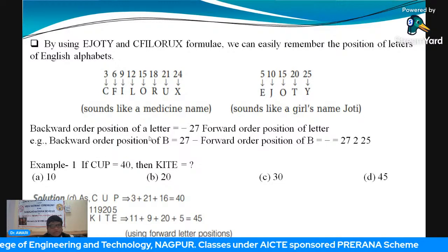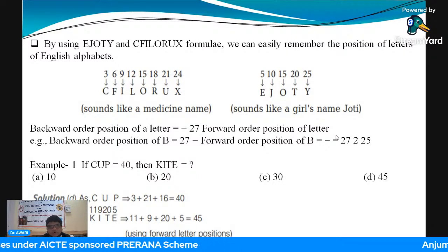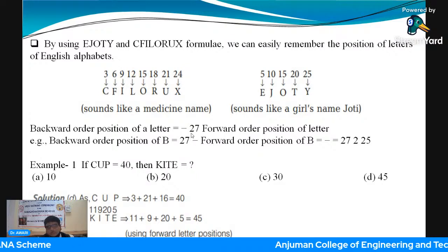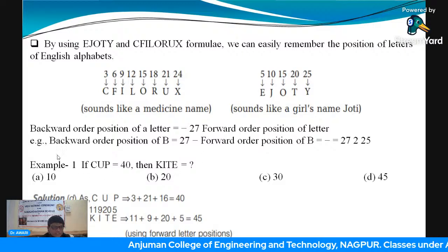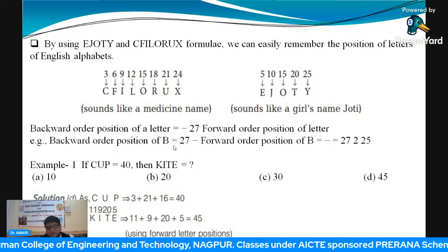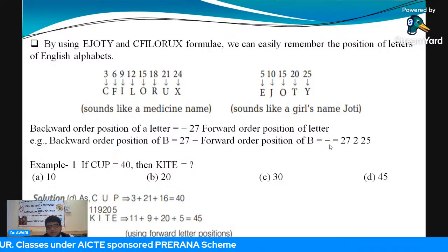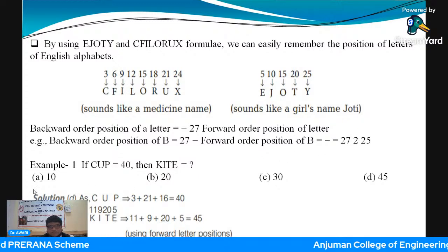Now the backward order position of a letter is equal to 27 minus the forward order position of the letter. For example, what is the backward order position of B? It is 27 minus the forward position of B, which is equal to 25.